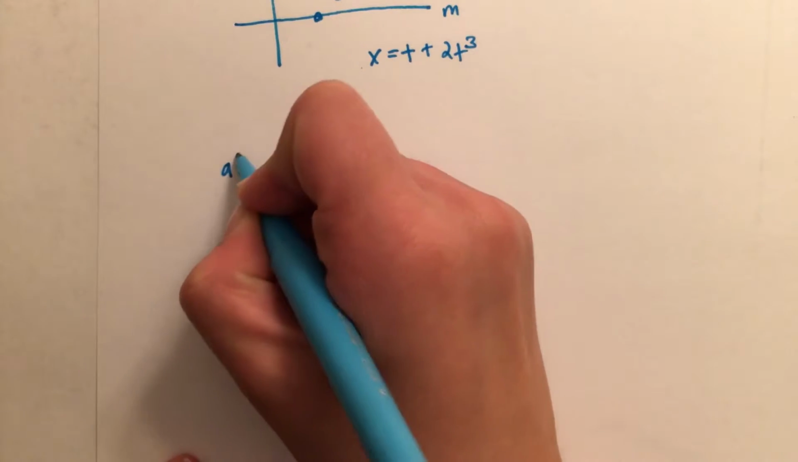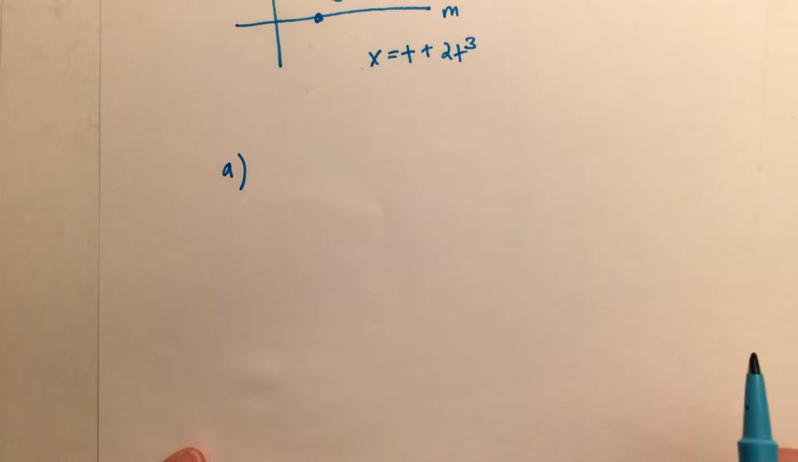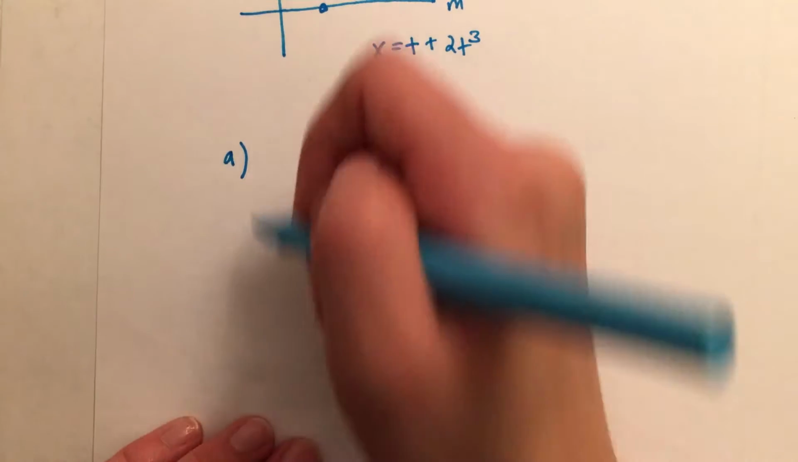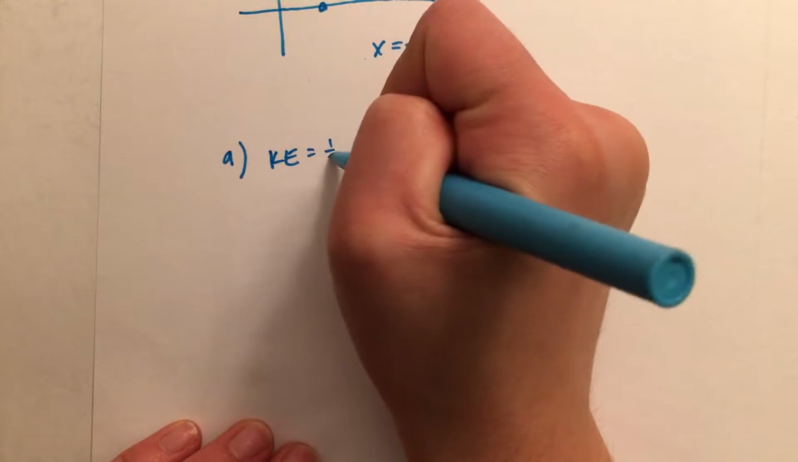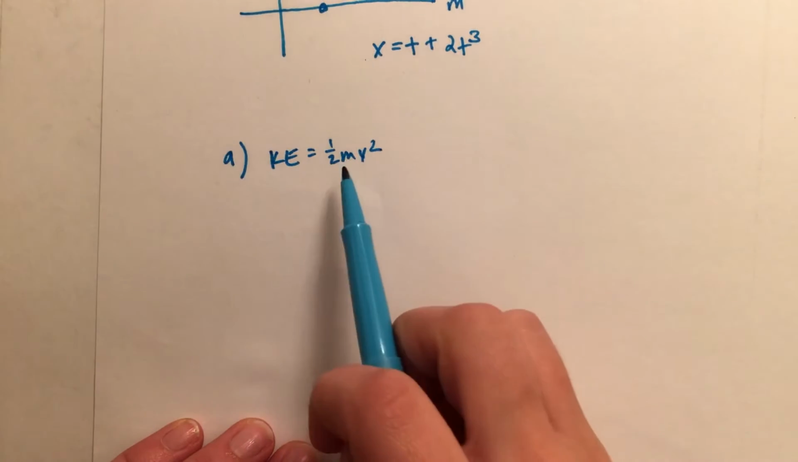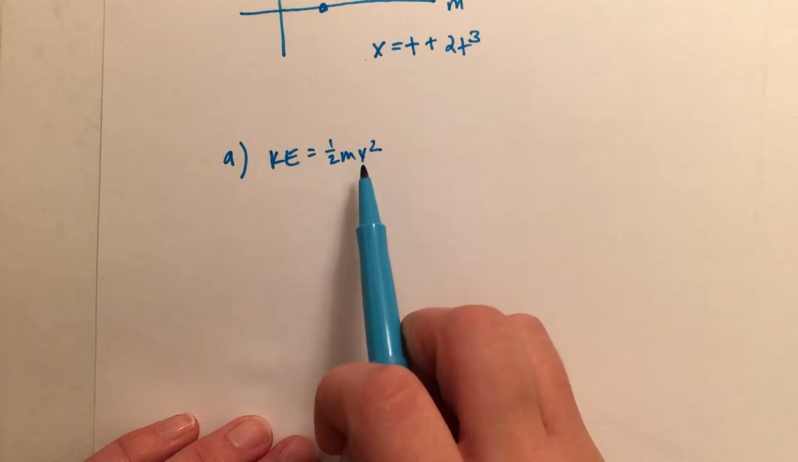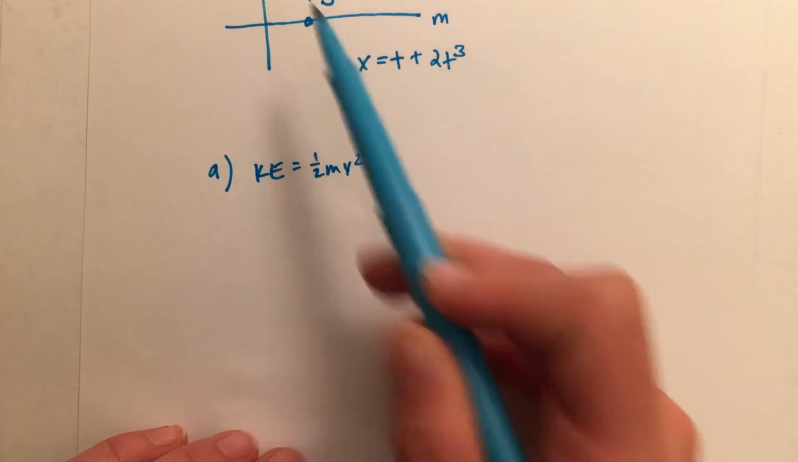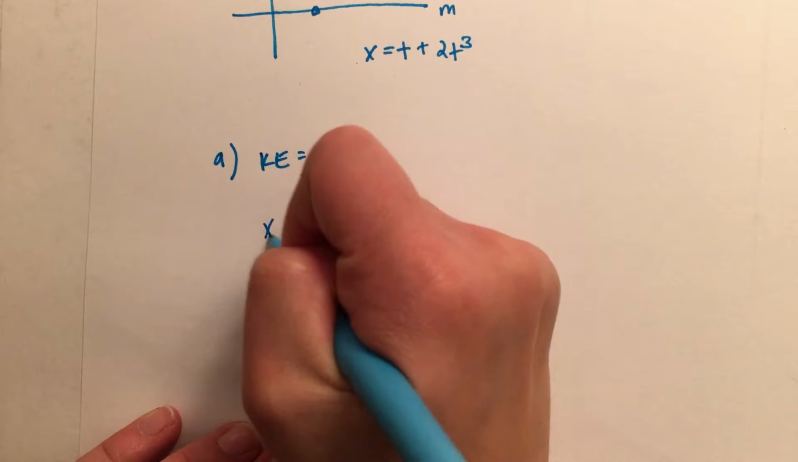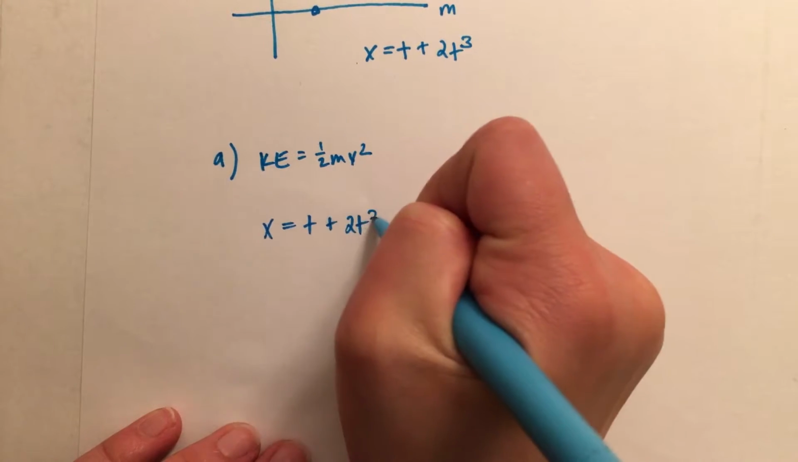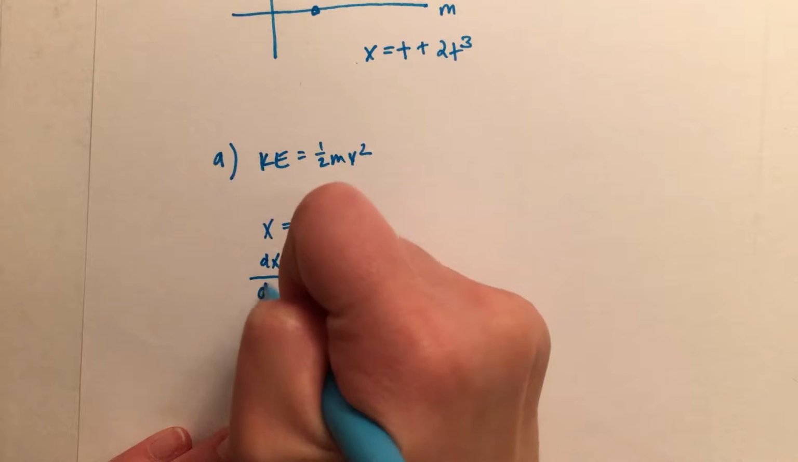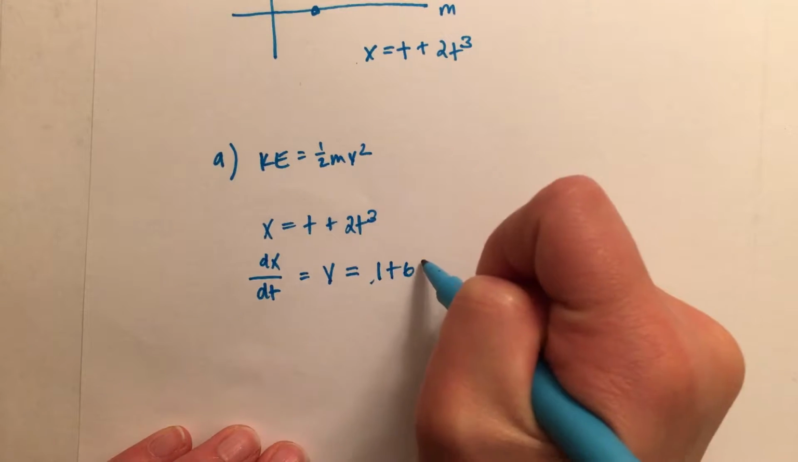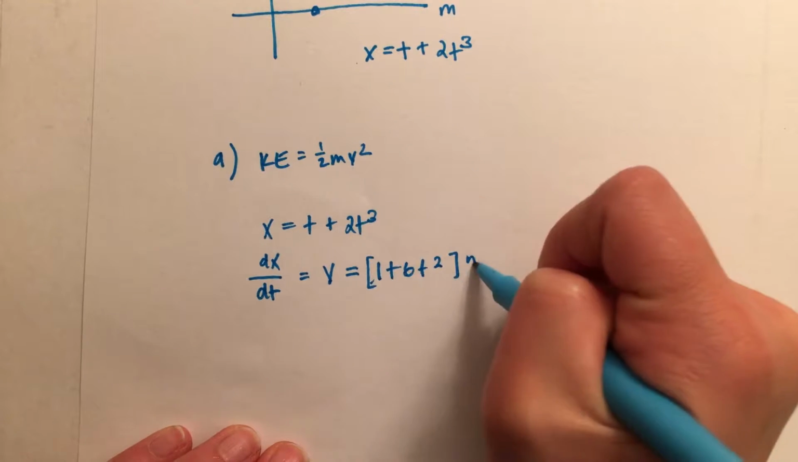So the first part of this is finding the kinetic energy at any time t. We know that the equation for kinetic energy is 1/2 mv squared, and we have the mass, but the only thing we have to find here is the velocity. They give us the position at each moment in time, so if we take the derivative dx/dt, that is equal to velocity. That is 1 plus 6t squared meters per second.